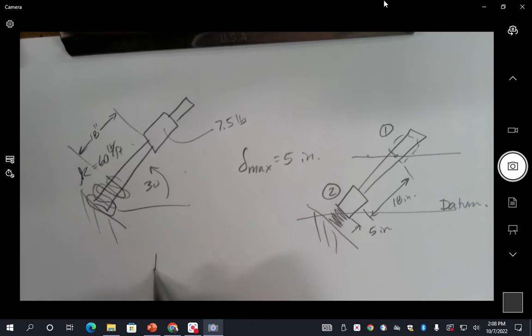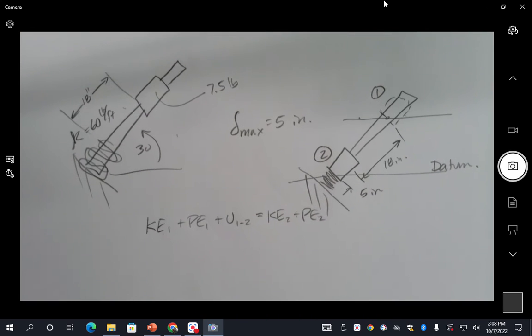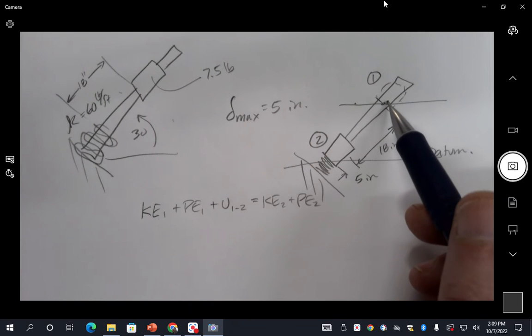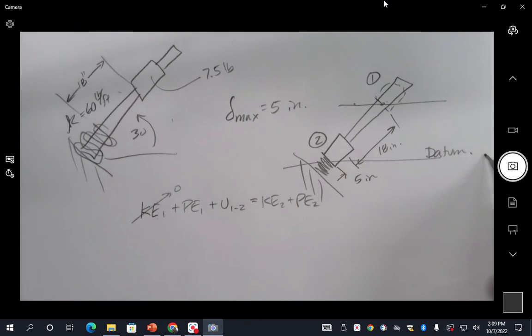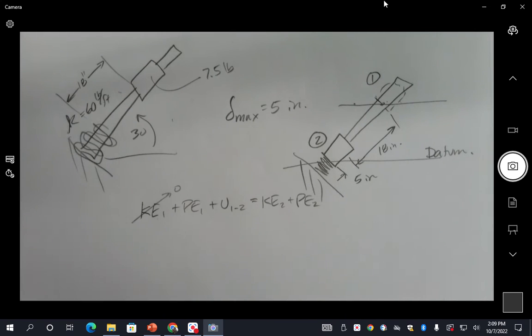So in terms of the kinetic energy at 1 plus the potential energy at 1 plus the work between 1 and 2 equals the kinetic energy at 2 plus the potential energy at 2. And we know that the kinetic energy at the beginning, because it starts from rest, is going to be 0, right? The kinetic energy at state 2, because that's going to be the maximum spring deflection, is also going to be 0, right? We're okay with that?